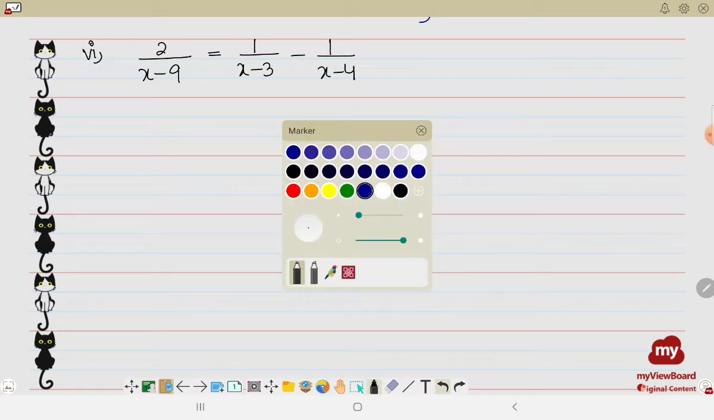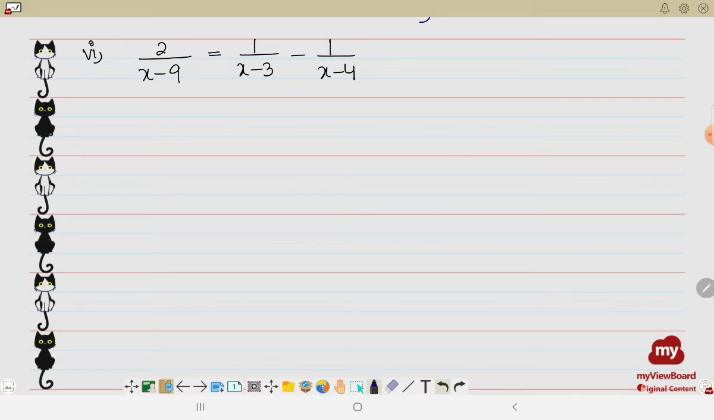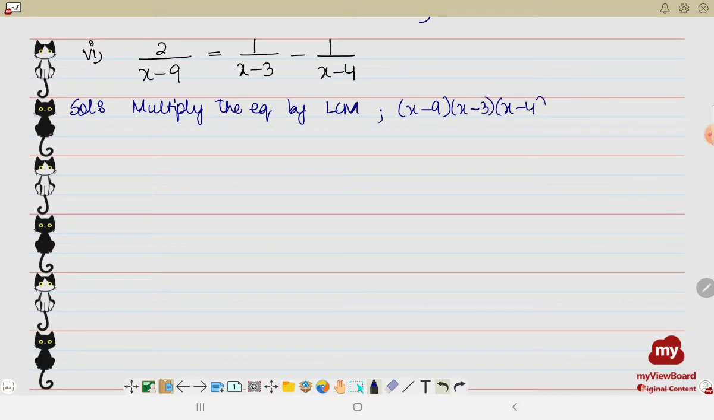Again, we are having fractions and the equation is not in the standard form. So we'll remove the denominators. We'll multiply the equation by the LCM. In this case, the LCM is x minus 9, x minus 3, x minus 4, so that we can get rid of these denominators in the very first step.